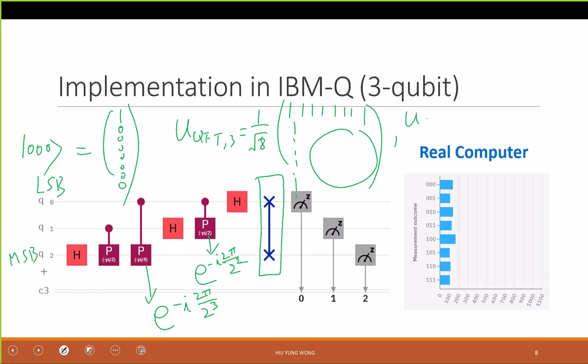So the result must be, let me be clear, UQFT 3 times 000. It must give me 1/√8 of 1, 2, 3, 4 and so on. Make sense? Just a DC signal, just like the discrete Fourier transform. A DC signal gives you all the frequency components. So when I measure, I should get 1/8, the square root of 1/√8. These are almost the same. I did 1,000 shots, so this is about 125. And why are they different? Noise, error. Not too bad, right?